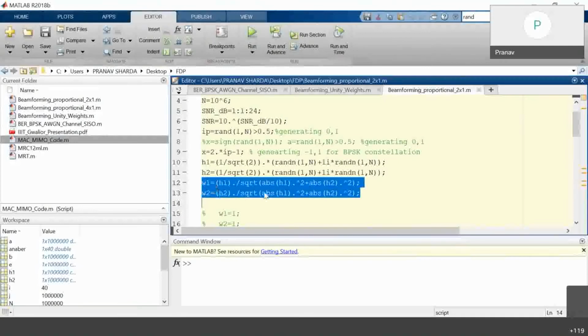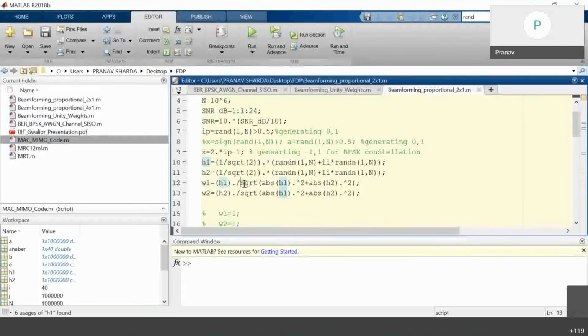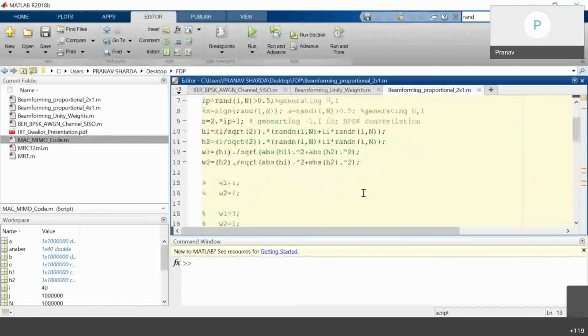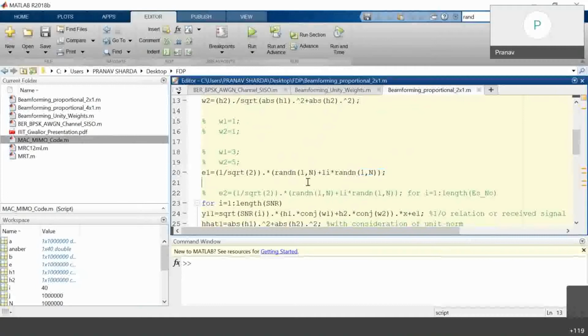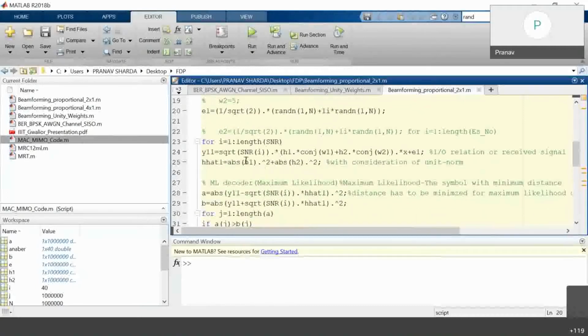So W1 and W2. Okay, this is square root. This is square root, and this is absolute ABS. It will take the absolute of h1 square, right? Absolute of h2 square. And then noise, we are generating noise, defining it by a variable E1. Okay, then similarly, we have the loop for the SNR values, right?